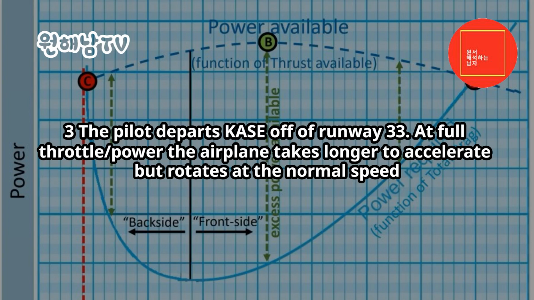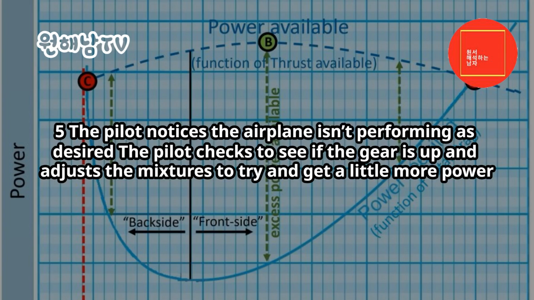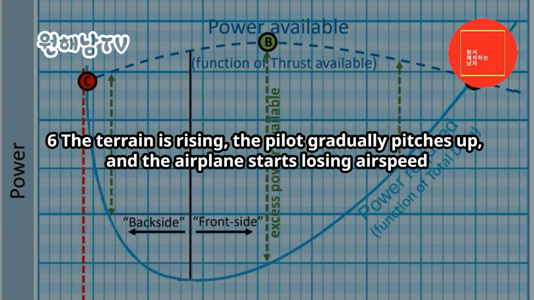At full throttle power, the airplane takes longer to accelerate but rotates at the normal speed. 4. The pilot pitches to the normal pitch target, retracts the gear, and initiates a climb. 5. The pilot notices the airplane isn't performing as desired. The pilot checks to see if the gear is up, and adjusts the mixtures to try and get a little more power. 6. The terrain is rising, the pilot gradually pitches up, and the airplane starts losing airspeed.